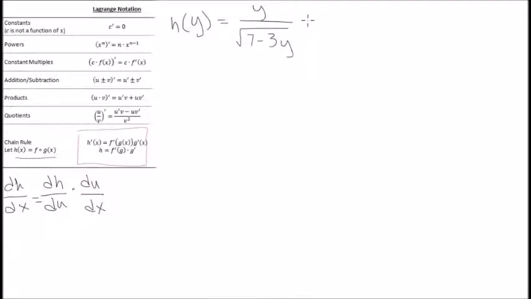There are really two different ways to break this out. One is to use the quotient rule and the other is to use the product rule. So if you want to, you could see this as u over v and use the quotient rule. I'm going to argue that it's actually, in this case, a lot easier to see it as u times v. So here, u is simply y, and v is equal to 7 minus 3y to the negative 1/2 power. If you were using the quotient rule, it would be the positive 1/2 power.